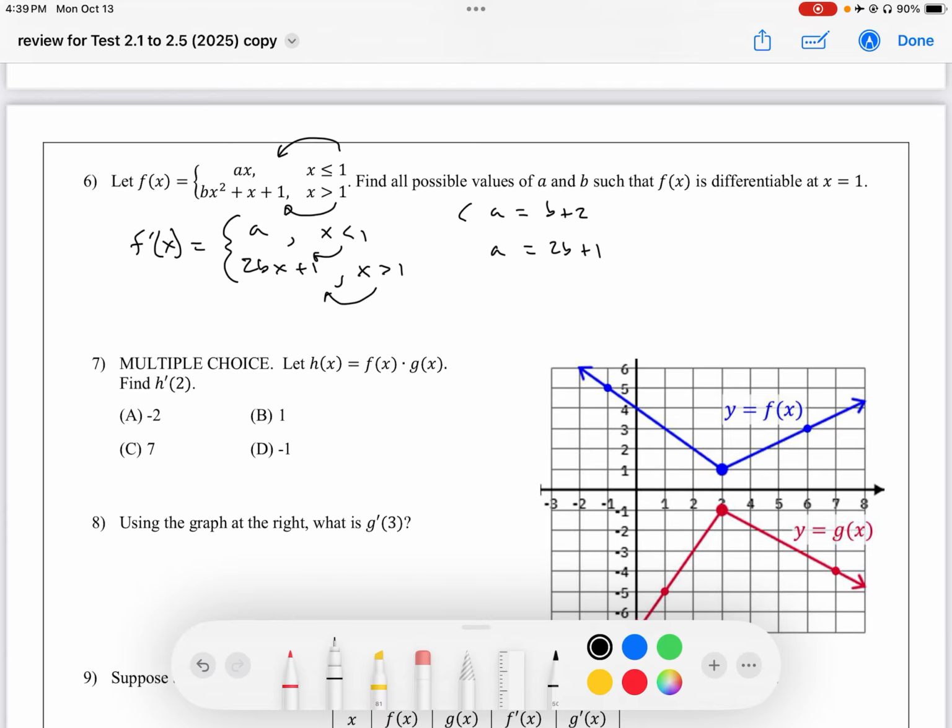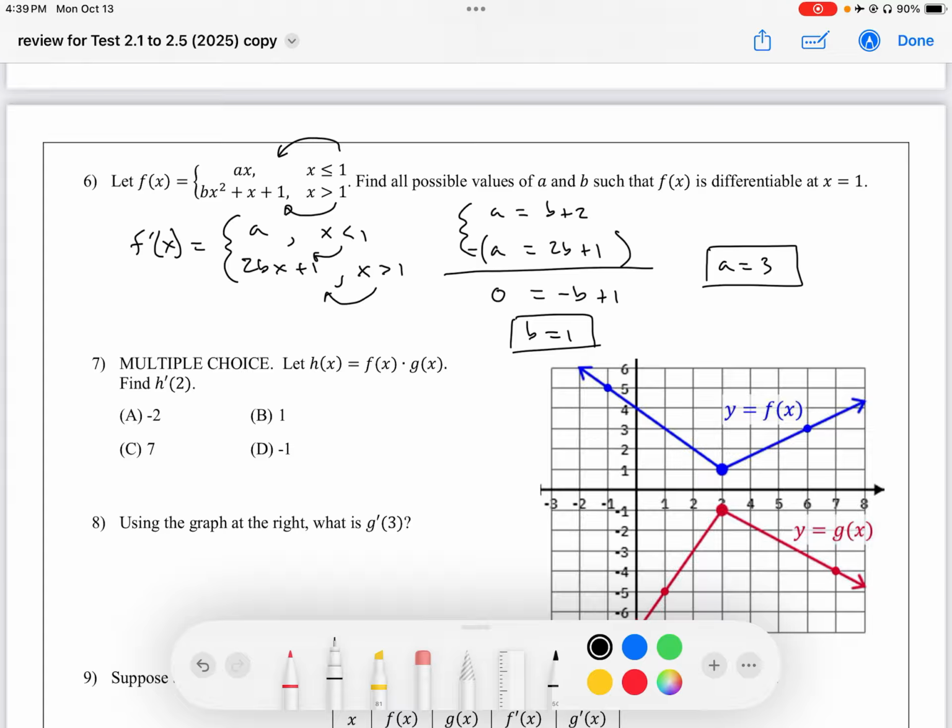So now we can just use some algebra to solve. I'm just going to subtract the bottom equation from the top equation and get 0 equals negative b plus 1, so b equals 1. And plugging that back in, I should get a equals 3.